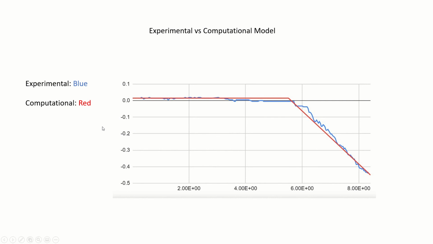And so for experimental versus computational models, as you can see, they're extremely similar. They both stay really close up until this point right here, and then they go down in a close to straight line. So the experimental one is blue. As you can see, it's kind of jagged because there were many frames in the video, and so it was hard to get a very straight line for all the points, and there was some human error in placing points.